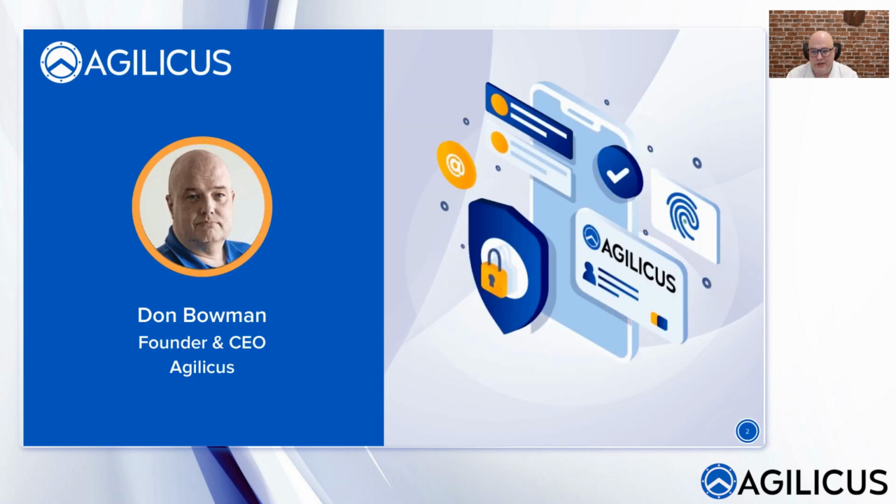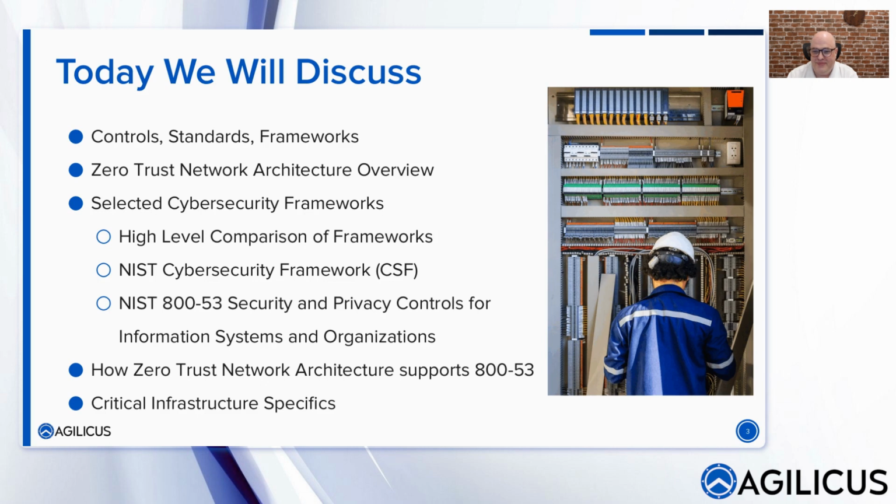And what we're going to talk about is how those two things are complementary to each other, how you can use one to support the other, and we'll talk specifically around, in critical infrastructure, some of the gaps that are addressed there. So my name is Don Bowman. I'm the founder and CEO of Agilicus, and this is my passion, Zero Trust.